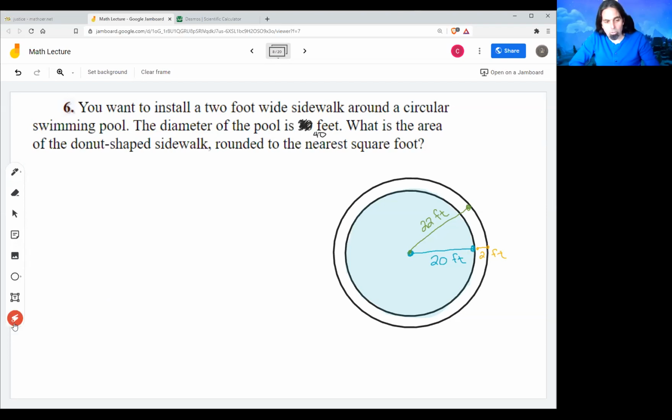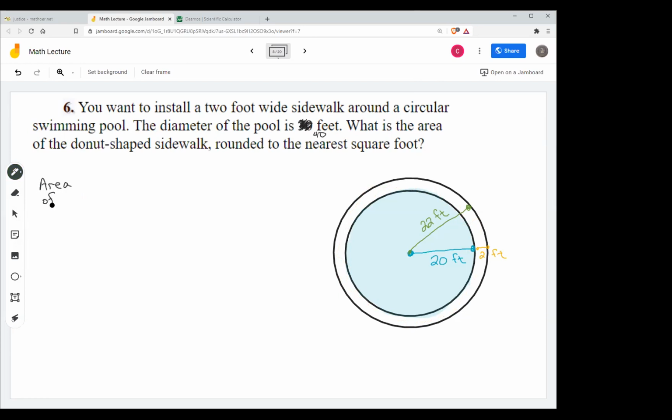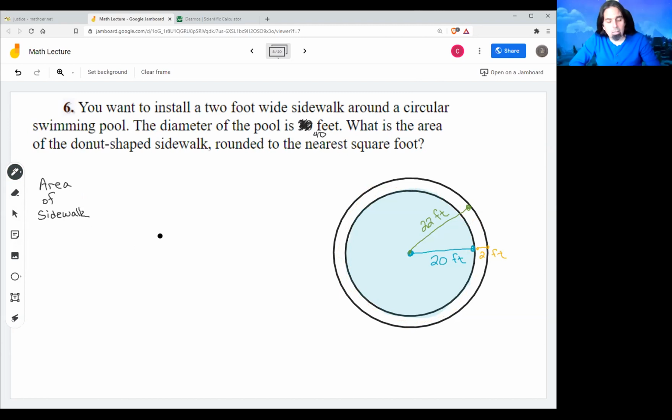So how much area is the sidewalk? How would I find that? Pi times r squared. Or r times r. I don't want a formula quite yet. So I just want kind of a description, a plan. I want to get just this donut between the two circles.